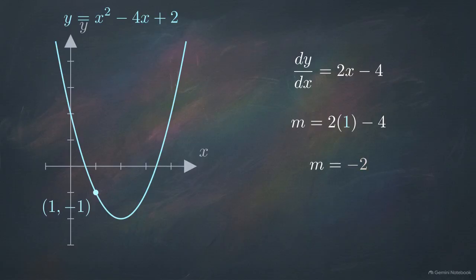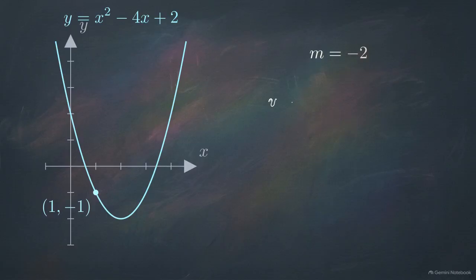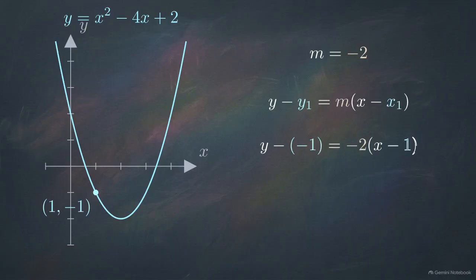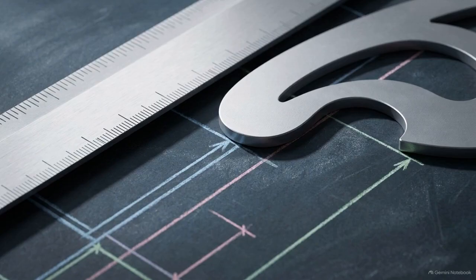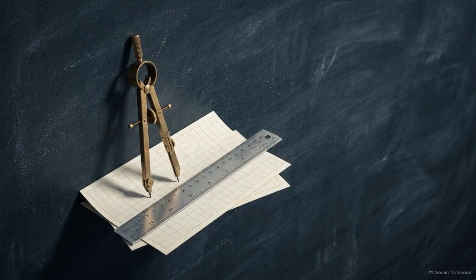Watch how these values drop into the point slope formula on screen. We combine our slope of -2 with our coordinate of 1, -1. Expanding and simplifying this gives us our final equation, 2x plus y minus 1 equals 0. We have successfully reverse-engineered the curve's geometry, forging a custom straight line that perfectly mimics the original trajectory at that exact location. Now, let's bring all these pieces together.